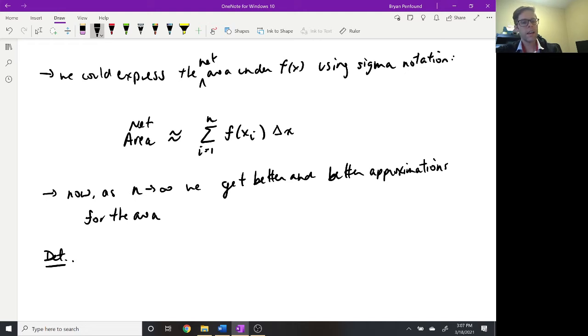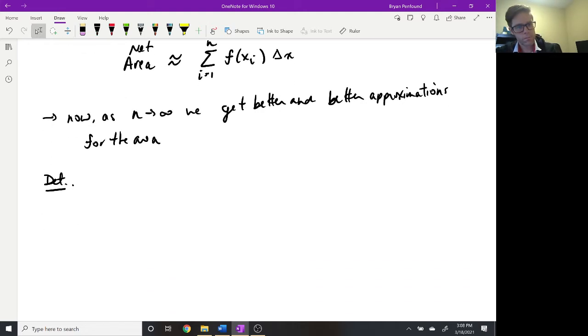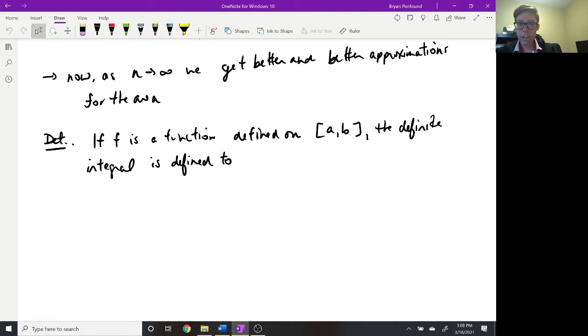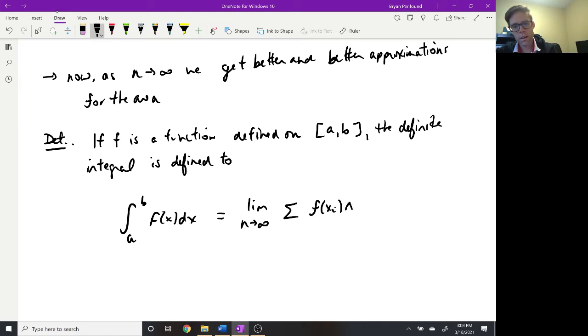Okay, so here is our full definition of the definite integral. If we have a function that is defined on a closed interval between x equals a and x equals b, we can define the definite integral in the following way. We basically say that the integral from a to b of our function with the differential dx is defined to be the limit, as n gets really big, of the sum of the rectangles that approximate the area.